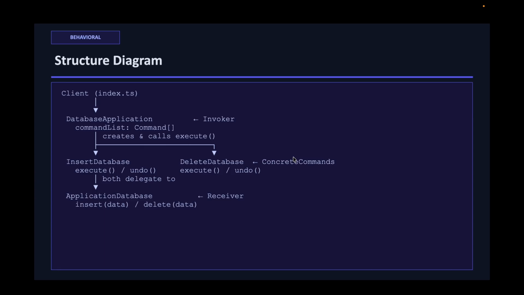The receiver is the class that actually performs the work. The invoker is the orchestrator. It holds the history stack and knows when to execute and when to undo, but has zero knowledge of what any operation does. Hereby we can create more abstraction, and we eliminate a lot of the coupling through this structure.